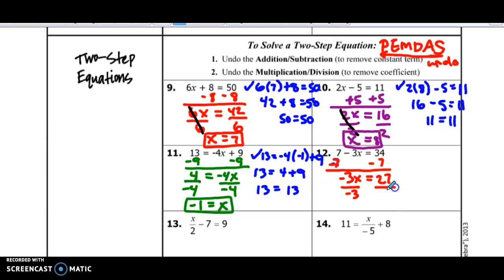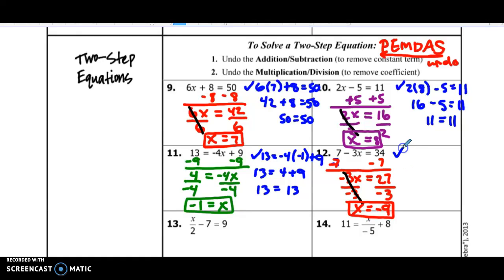Whatever I do to one side, I have to do to the other. -3 divided by -3 cancels to 1. 1 times x is x. And 27 divided by -3 equals -9. So there's my solution. Let's check it to make sure we did it right.